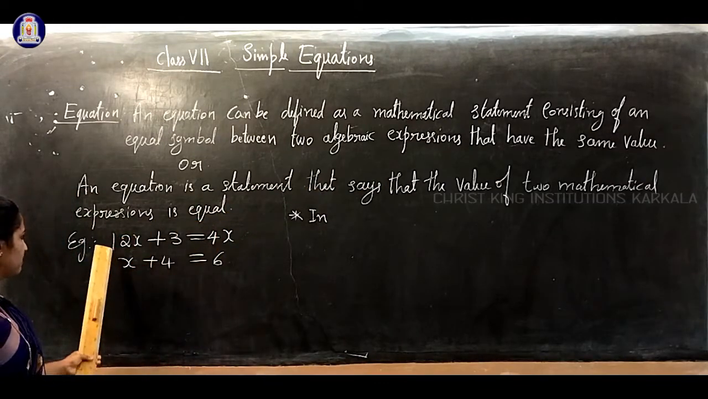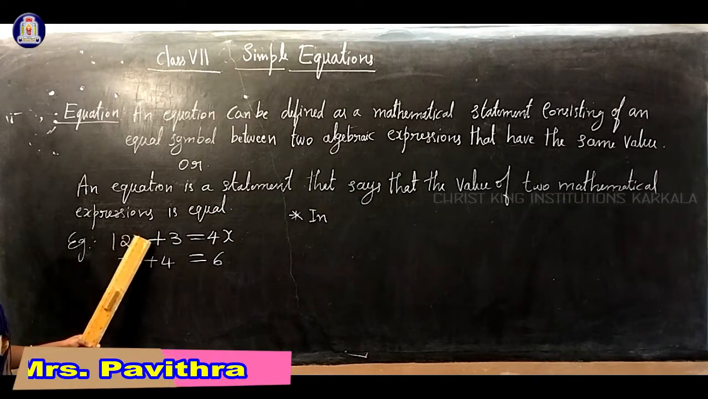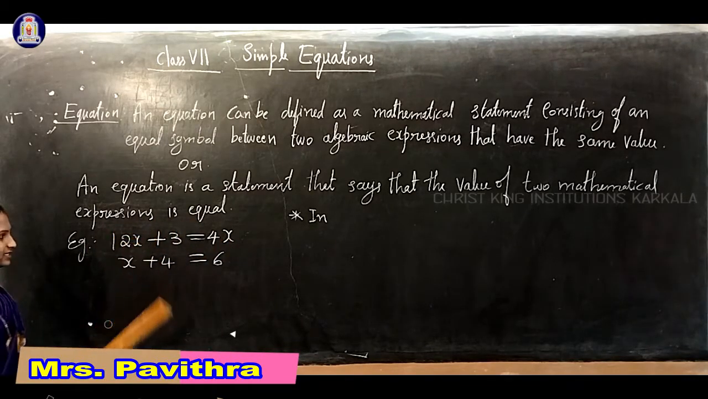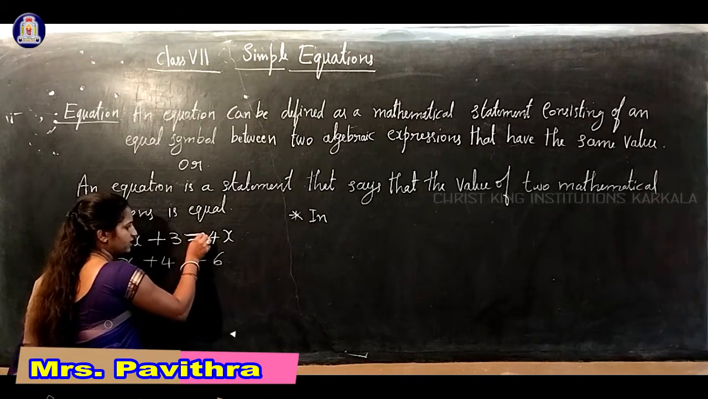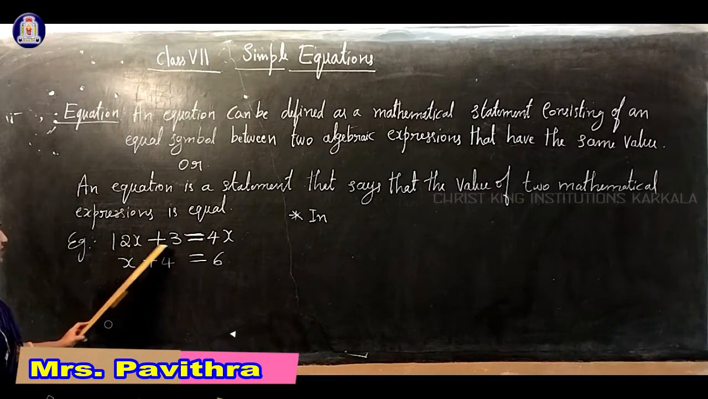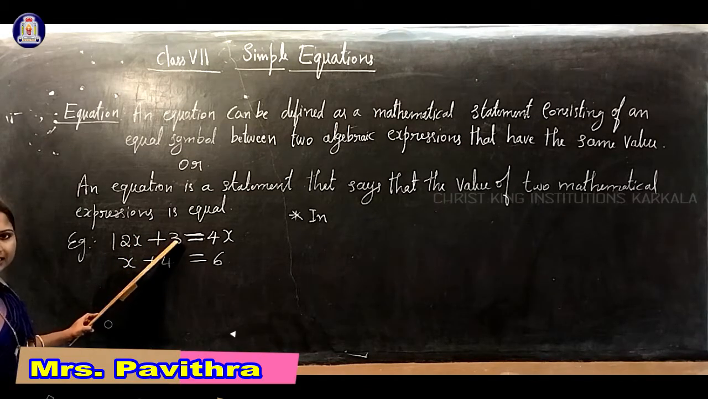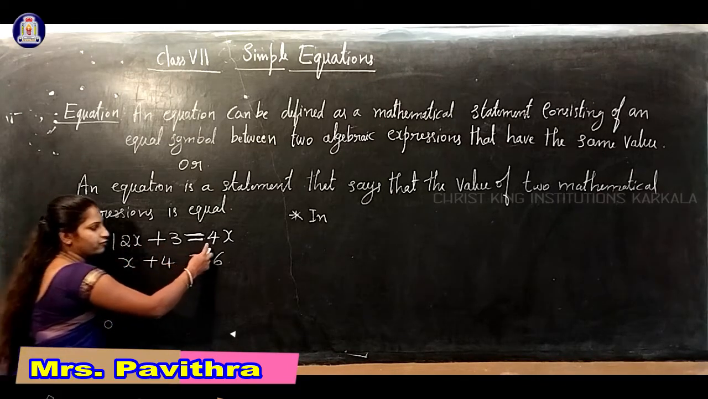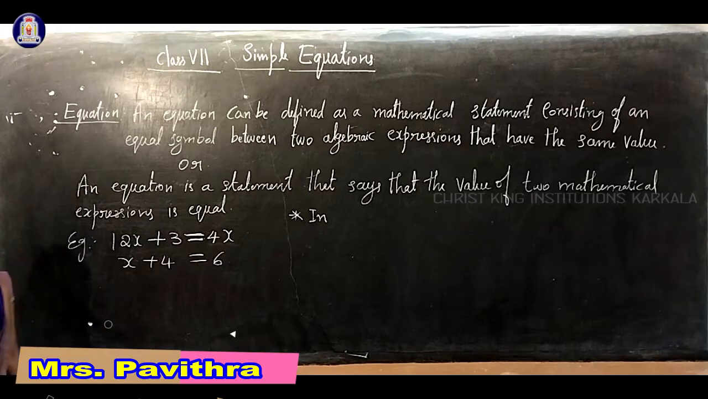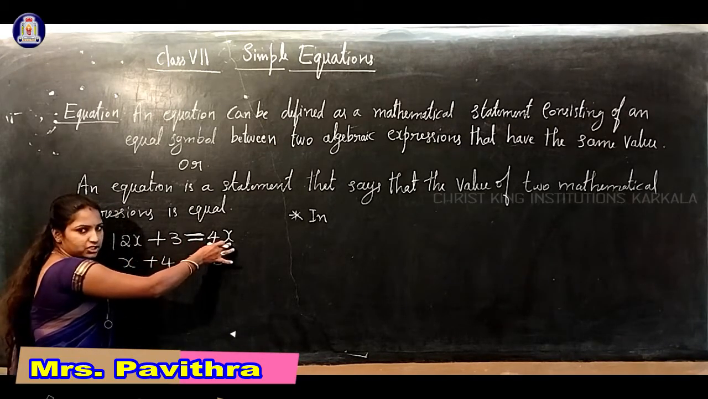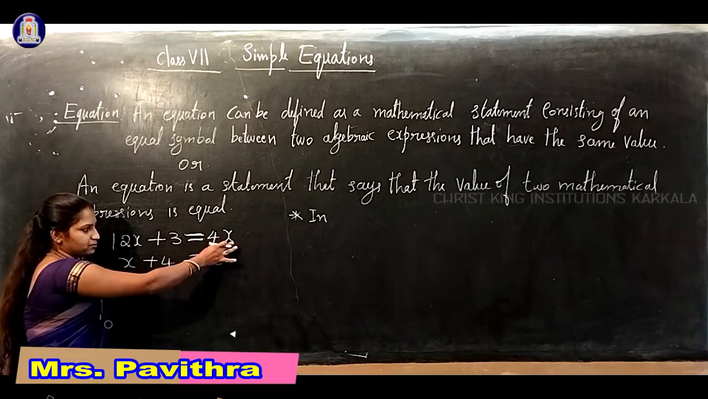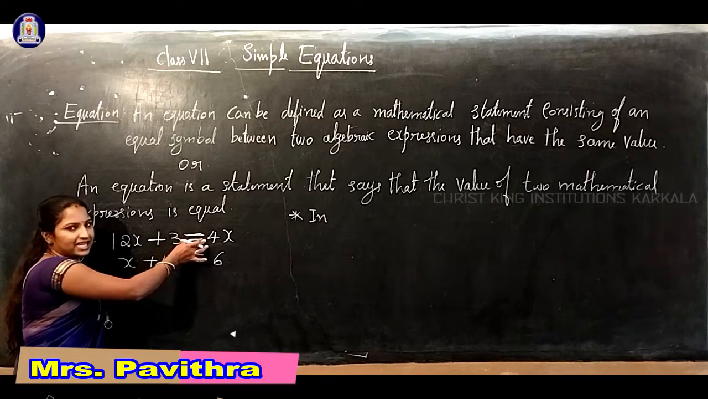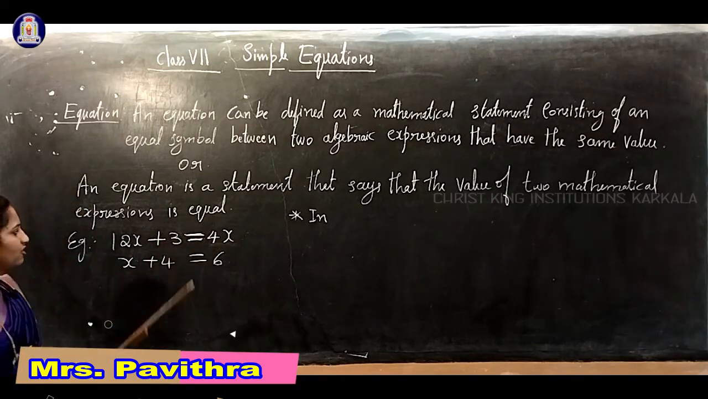For example, here 12x plus 3 is equal to 4x. So this is called an equation. Why is this called an equation? See, a mathematical statement. Here 12x plus 3 is an algebraic expression, and 4x is also an algebraic expression. In between these two algebraic expressions, we have written an equal sign. So this is the equation.